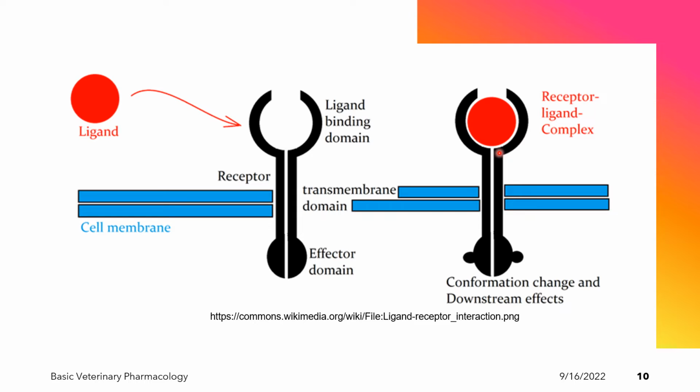Binding of a ligand to a receptor will change its shape or activity, allowing it to transmit a signal or directly produce a change inside of the cell. So as you can see here, there is a change in the conformation of the effector domain upon the formation of the receptor-ligand complex. This change in the conformation of the effector domain will induce downstream effects, or some events that are necessary for the production of the biological response of this particular ligand.